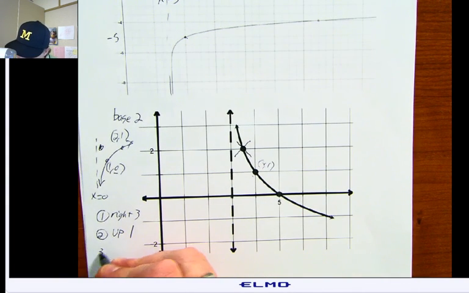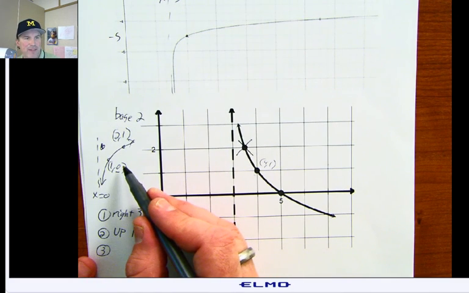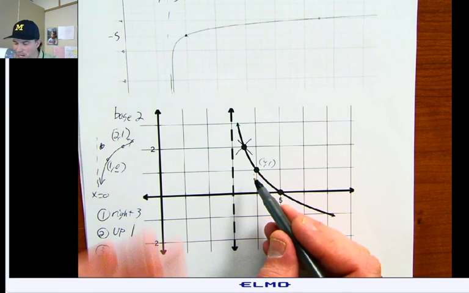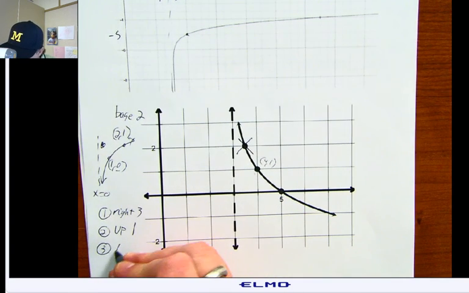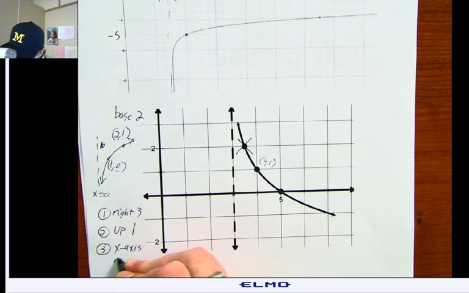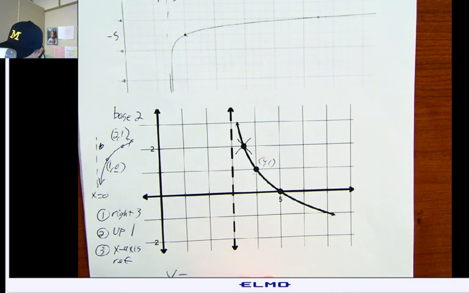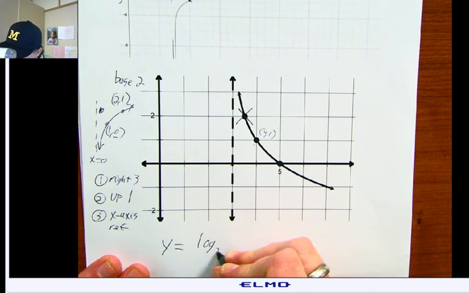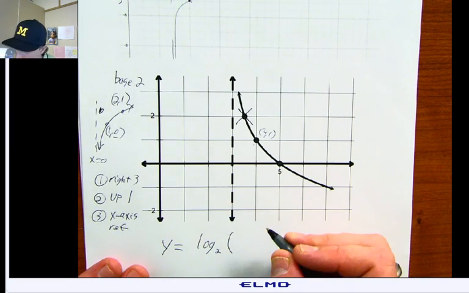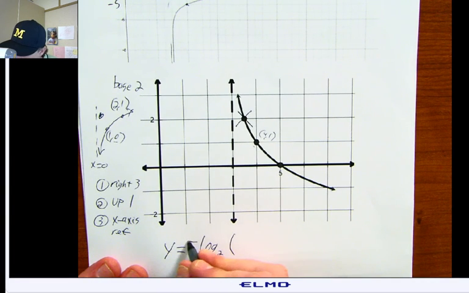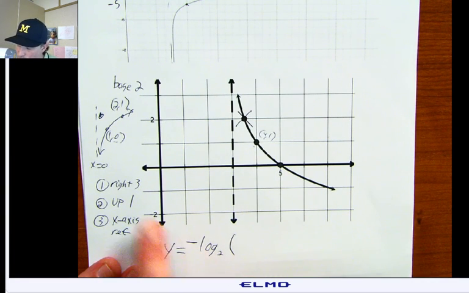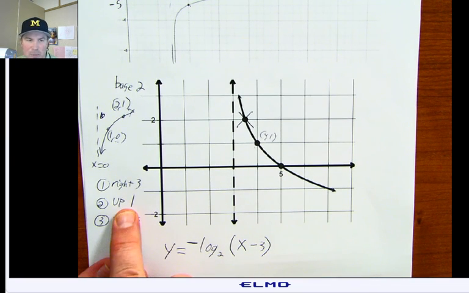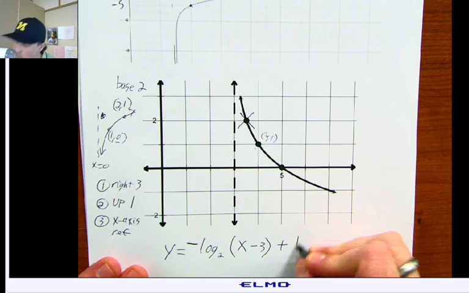Third thing, reflections. I'm used to this having this look, but this graph has that look. So that has been an x-axis reflection. And now we put that into our equation. It's base 2, so log base 2. X-axis reflection, that affects the y, so the negative is out front. Right 3 would be x minus 3, and then up 1 on the outside would be a plus 1.